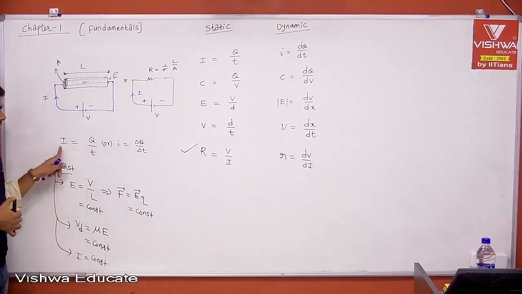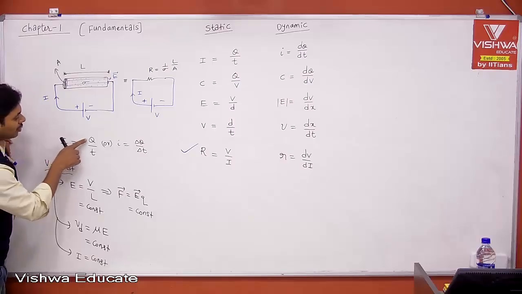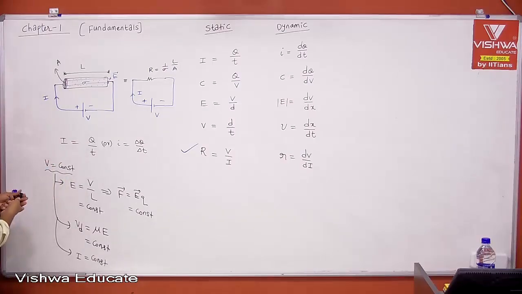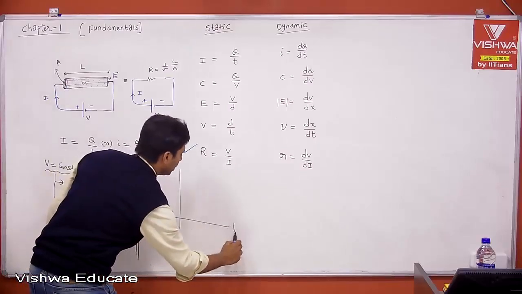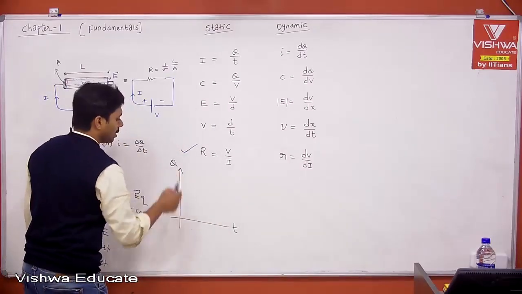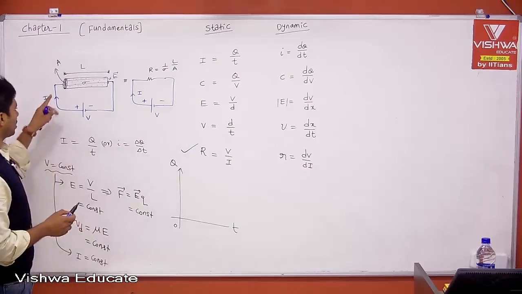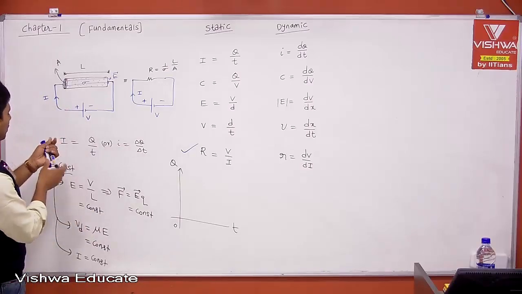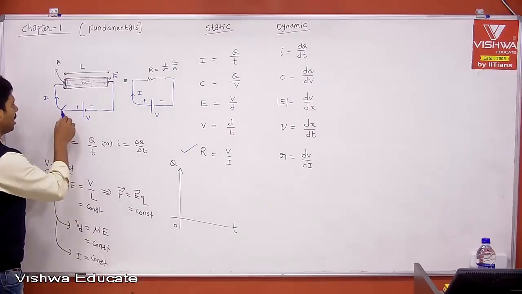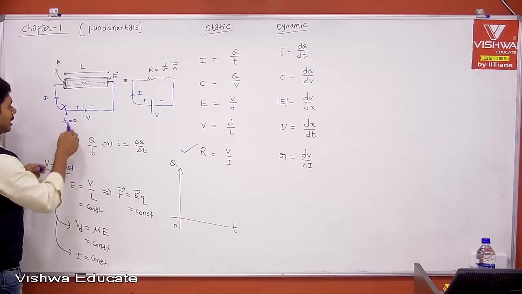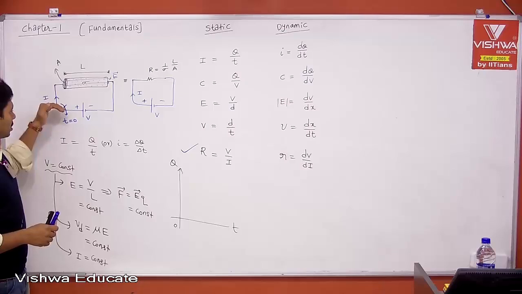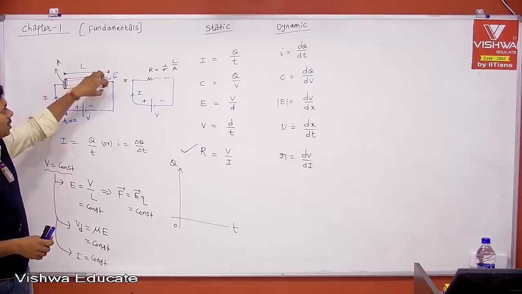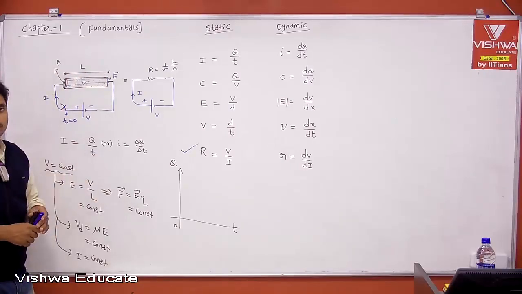If I is constant, what does it mean? This is nothing but Q to T. If I take the plot, this is time T and this is charge Q. At time T is equal to 0, let us say a switch is closed. At time T is equal to 0, there is no charge, and when the switch is closed, the charge is moving. How much charge is moving per unit time, that is what matters.